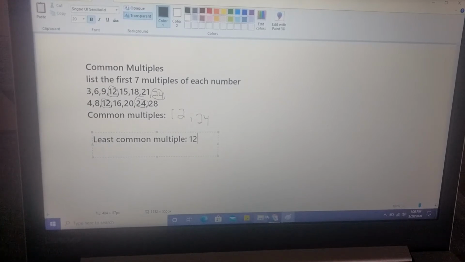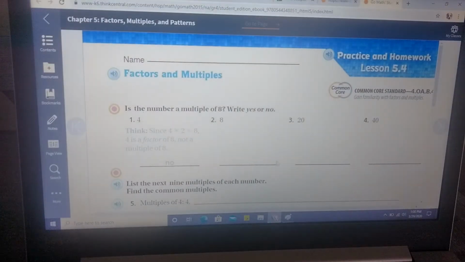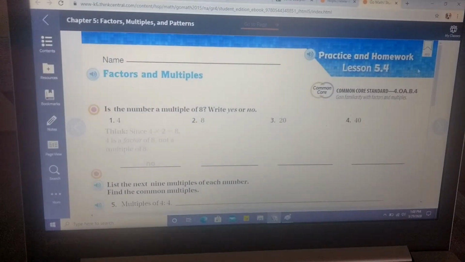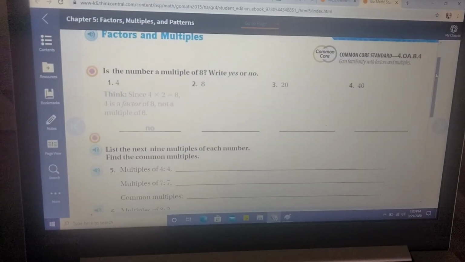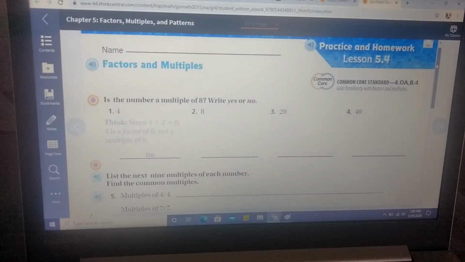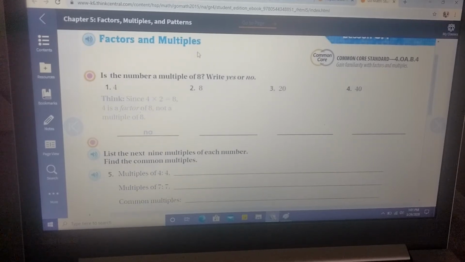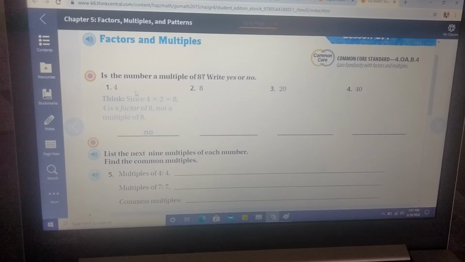And then for your homework today, or I don't like to call it homework anymore, I just call it work. For example here, this is page 303 in your workbook. You only have to do numbers 1 to 11. Yes, only numbers 1 to 11 on this page, nothing else. So you're just thinking, is the number a multiple of 8? Is 4 a multiple of 8? No, it is not. 4 would be a factor of 8. It is not a multiple of 8.